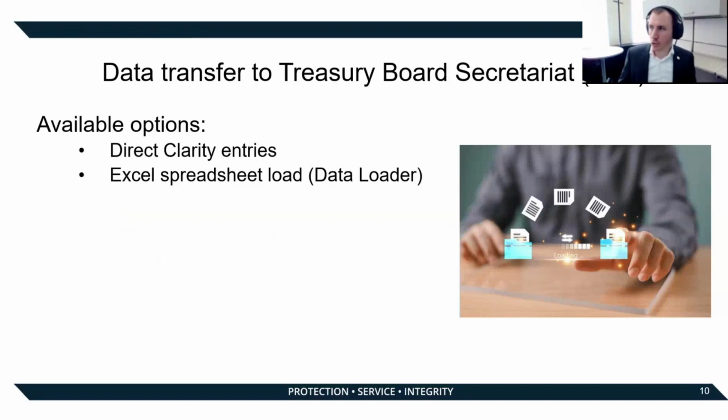Data transfer to the Treasury Board Secretariat. The application portfolio management is a TBS-led practice for all Government of Canada departments. This forces all departments to send their data into TBS systems that currently run on Clarity. There are two options to send the data in the system. We can enter the data directly into the system. Again, we're talking about up to 52,000 entries. The other option is to send a pre-filled Excel spreadsheet given by Treasury Board, also called the data loader. Which one did CBSA choose? Well, you all guessed right.